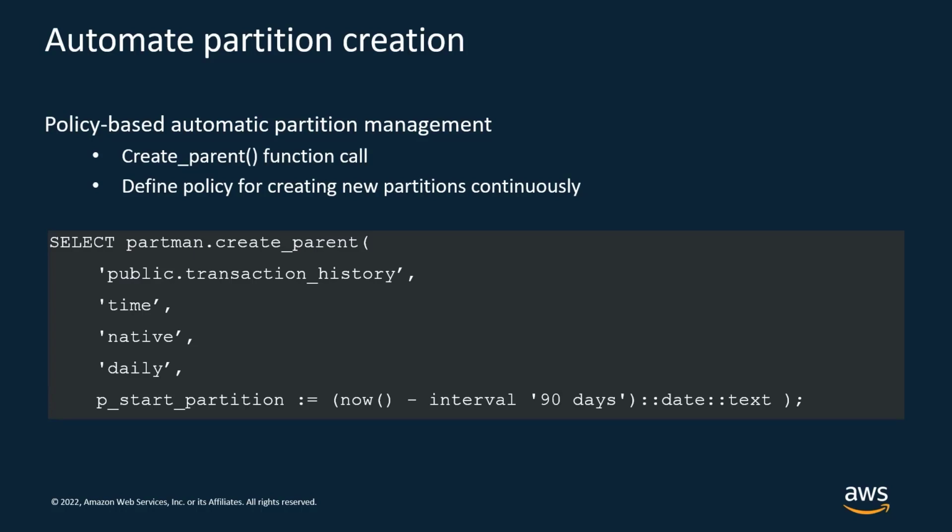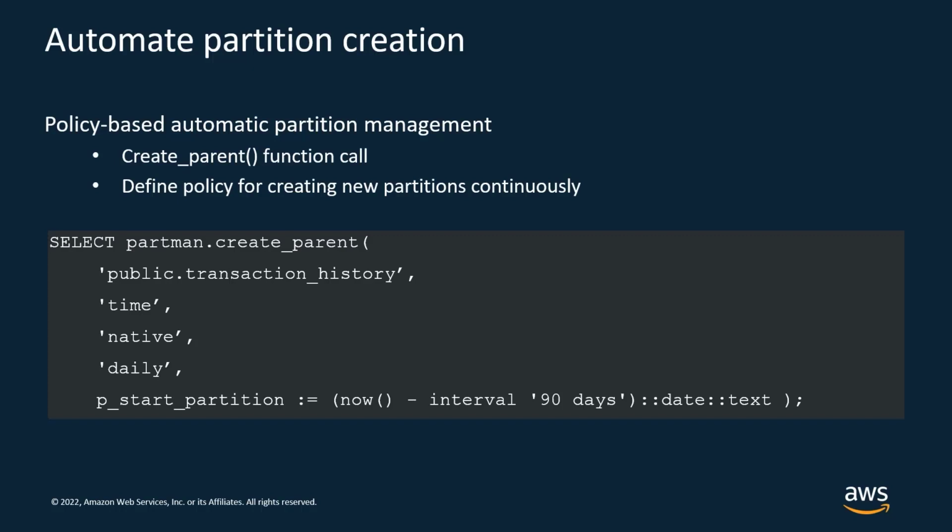Instead of manually creating the partition parent table, and calling create table 90 times to create each partition child table, pg_partman can automate creating the parent table and partition child tables and take care of the ongoing partition management with a single create_parent call.